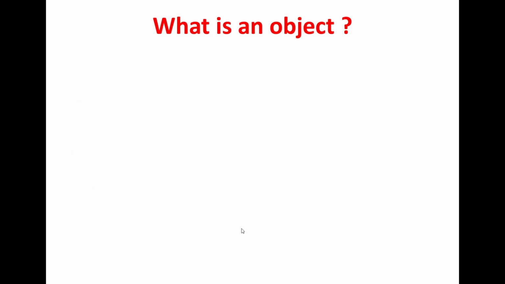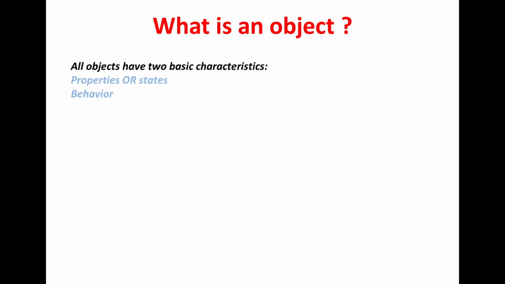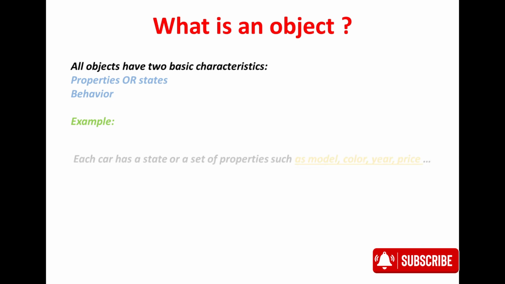We move to the object. What is an object? All objects have two basic characteristics: properties or state, and a behavior. We move on. We have an example here.